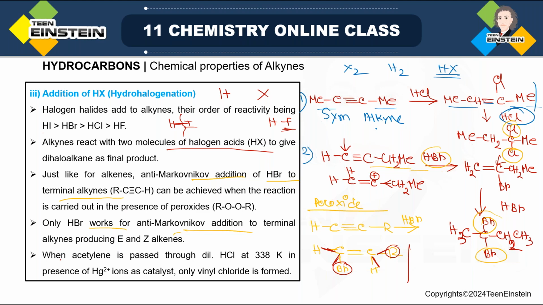And one more interesting point, suppose you are doing this reaction, suppose you have taken acetylene, and you are passing dilute HCl at 338 Kelvin in presence of Hg2+ ion as catalyst, then the reaction will stop at vinyl chloride. So vinyl chloride is where the first HCl is added. That means it will stop at the alkene stage. It will not move to the alkane. So at the C=C double bond stage, the reaction will be arrested. So if your purpose is to make an alkene, you can do this reaction in presence of this catalyst, so that you can get the C=C double bond product.